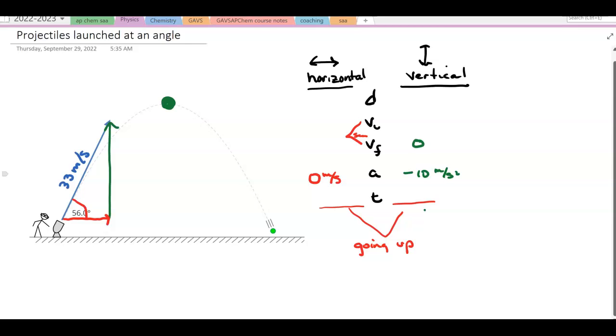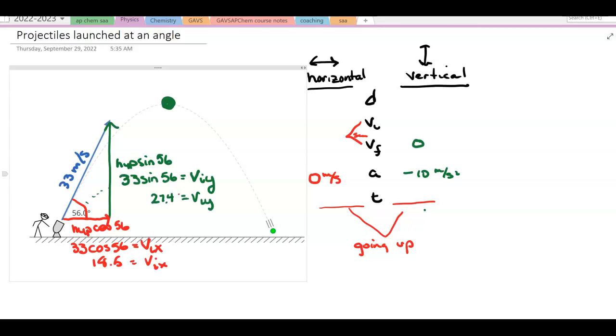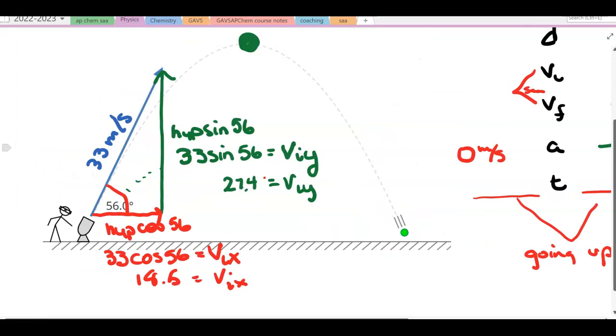We have a 56-degree angle here, and we know that the horizontal component of that velocity will be our hypotenuse times the cosine of 56, and our vertical component is the opposite side of the launch angle, so we would use the sine function with the hypotenuse. Zeroing in on the math, when I plug that into my calculator, I'm going to consider the green one, the vertical one, as my initial velocity.